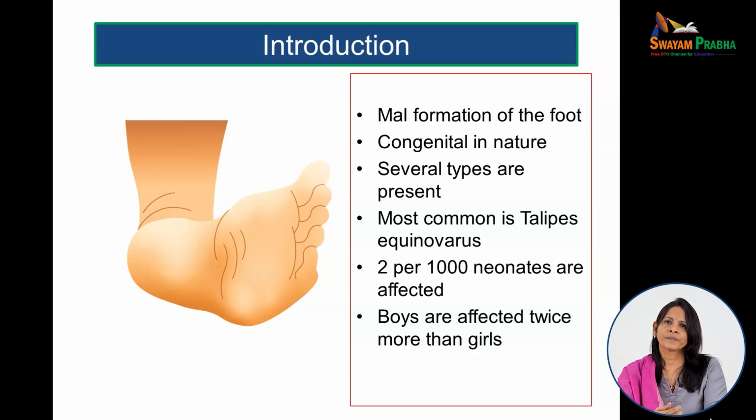malformation. There are several types present, which I'll be enumerating in a subsequent slide, but the most common is the Talipes equinovarus type. It is seen in 2 in 1,000 neonates, and boys are affected twice more than girls.